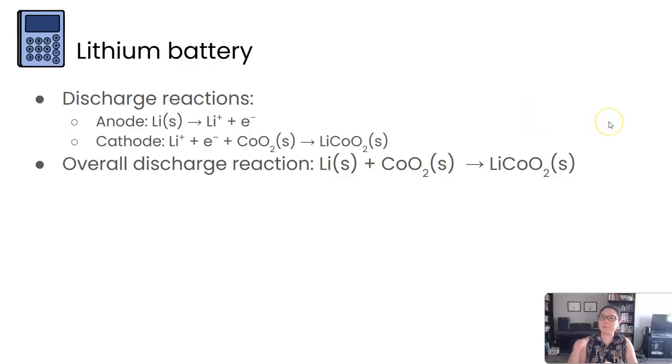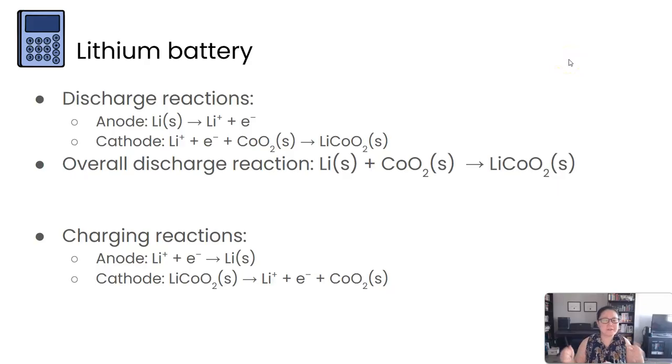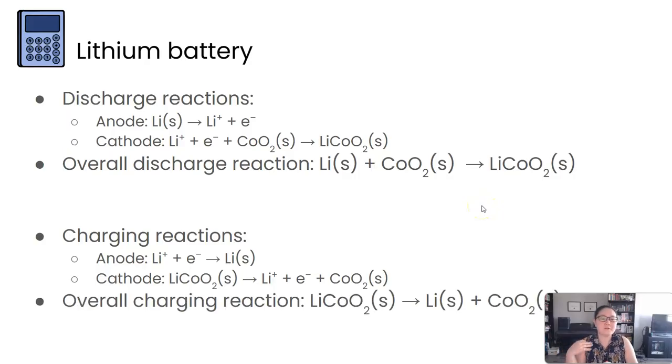So what's happening when we're recharging? Well, when you recharge, you need to make that lithium again, so that you have more lithium to react when you want it to discharge again. Basically the charging reactions are going to be the opposite of your discharge reactions. You take your lithium ions and form them back into the metal, and you take the complex and split it up again. So the overall charging reaction is the reverse of the overall discharge reaction. That's all there really is to it when it comes to figuring out the reactions for the other process.